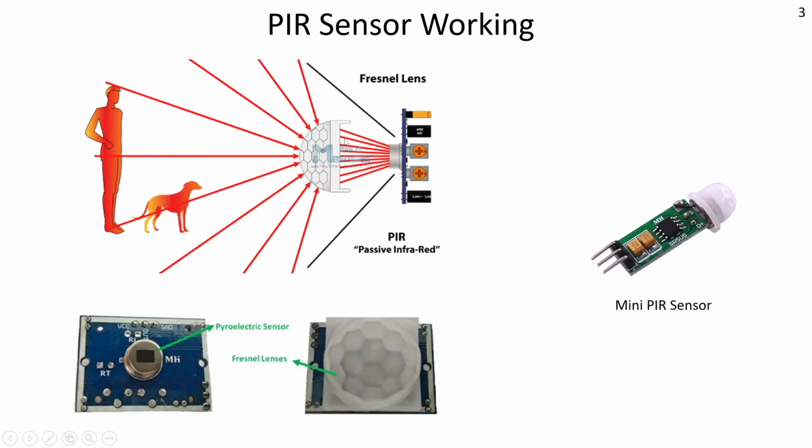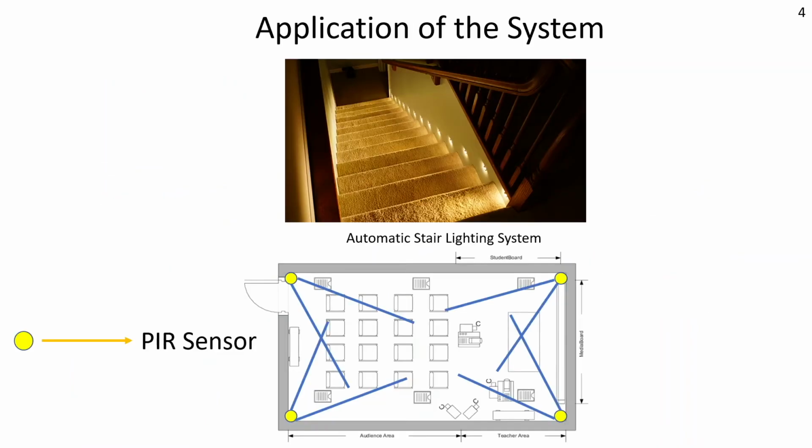How does a PIR sensor work? It's basically an infrared sensor with a Fresnel lens which is attached to it. This will concentrate the IR radiation which is present onto the sensor, which gives a signal. So basically, we have used a mini PIR sensor in this project. An actual PIR sensor will be working up to 10 meters of range. The mini PIR sensor for demonstration purposes has a range of about 3.65 meters.